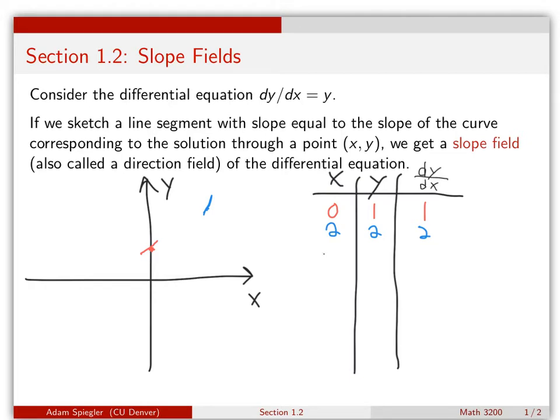And we could keep on repeating this at other points. So for example, if I wanted to look at the slope of the solution through the point at y equals minus 1, then I would just take the y value, plug it into this differential equation, and I get minus 1. So that tells me that over here, at minus 1, the slope is now negative 1, so it's going down. And we can repeat this at every point in the xy plane.